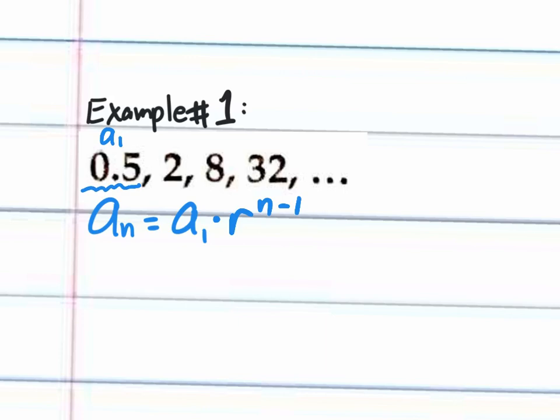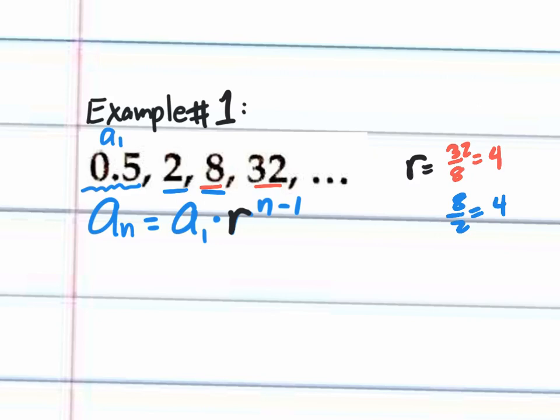You could write it as a fraction, 1/2, if you want. And your common ratio will be picking a number and dividing it by the previous number. Even though you could clearly see that you're multiplying by 4, to be on the safe side, always pick a number and divide it by the previous number. So what's 32 divided by 8? That is 4. Or what's 8 divided by 2? That is also 4.